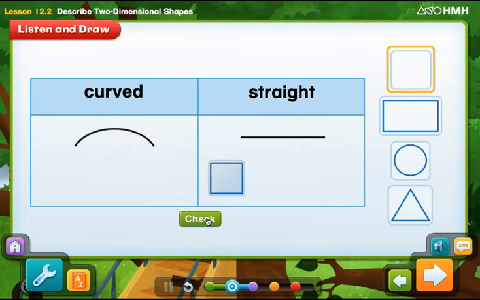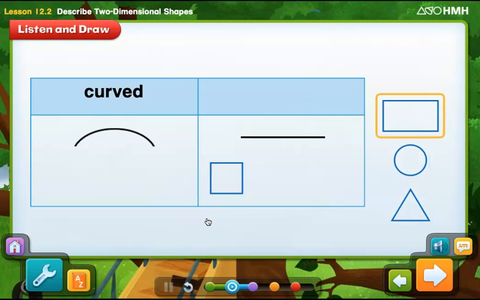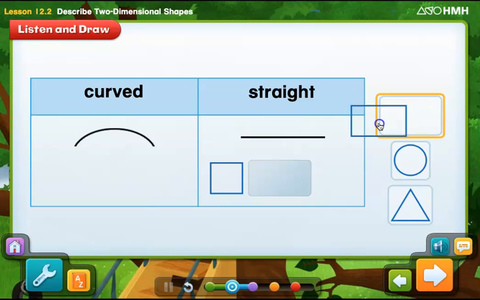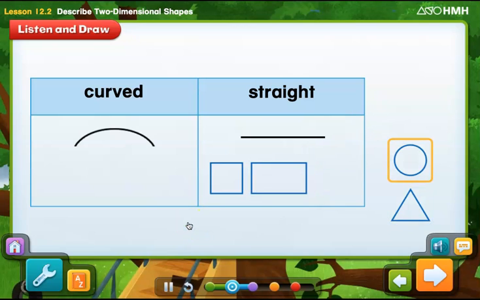Next, look at the rectangle. Does the rectangle have curved sides or straight sides? The rectangle has straight sides, so drag the rectangle to the straight column too. Now try the circle. Does the circle have curved sides or straight sides? The circle has curved sides. Drag it to the curved column.